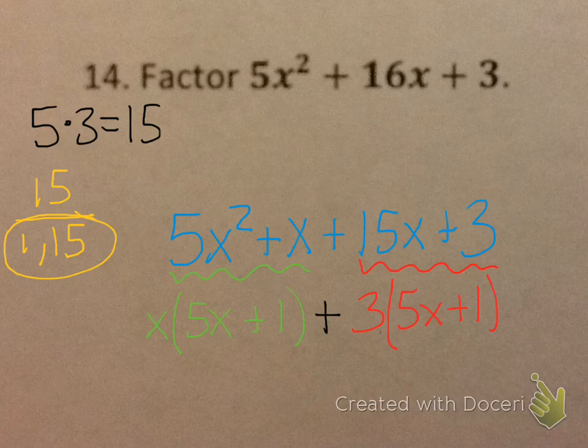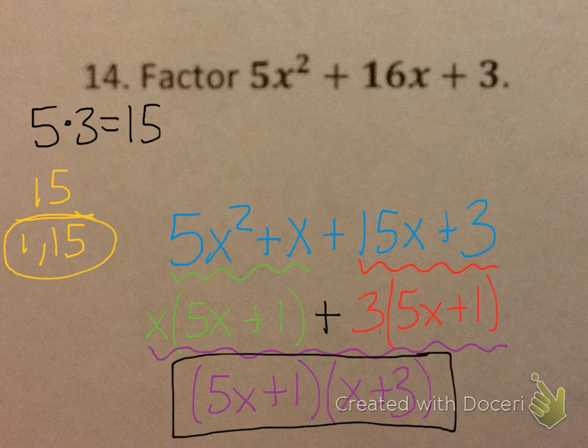Now I want to look at my two new terms and pull out what they have in common. As usual, it's what's in parentheses. So I can pull out a 5x plus 1, and I'll be left with x for my first term plus 3 for my second term. So my final answer is 5x plus 1 times x plus 3.